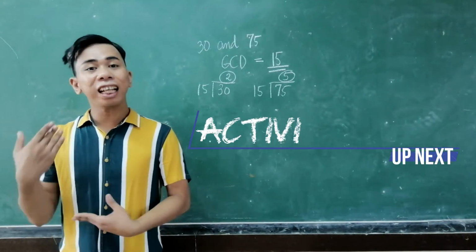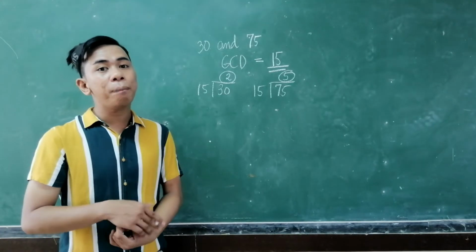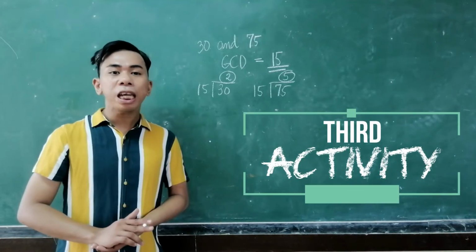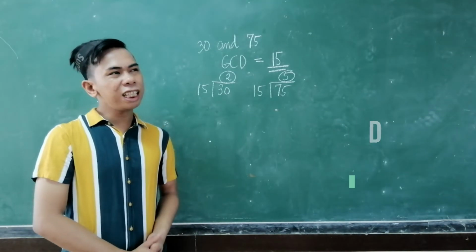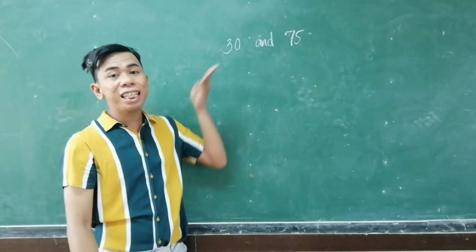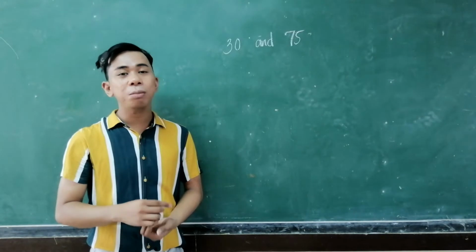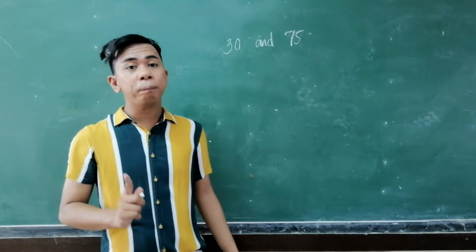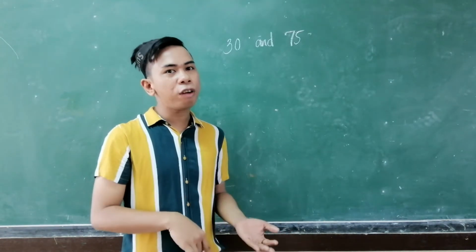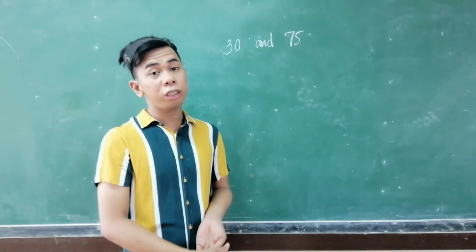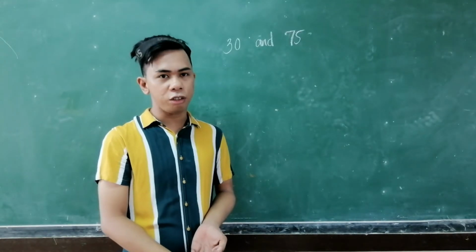So our next activity would be about continuous division. Again, I will be giving you a pair of numbers. Or let's have the numbers that you used earlier. So again, let's have 30 and 75 as my numbers. Let's see if the number that you obtained earlier in the prime factorization through the listing method is the same as the continuous division as we do our activity for today.